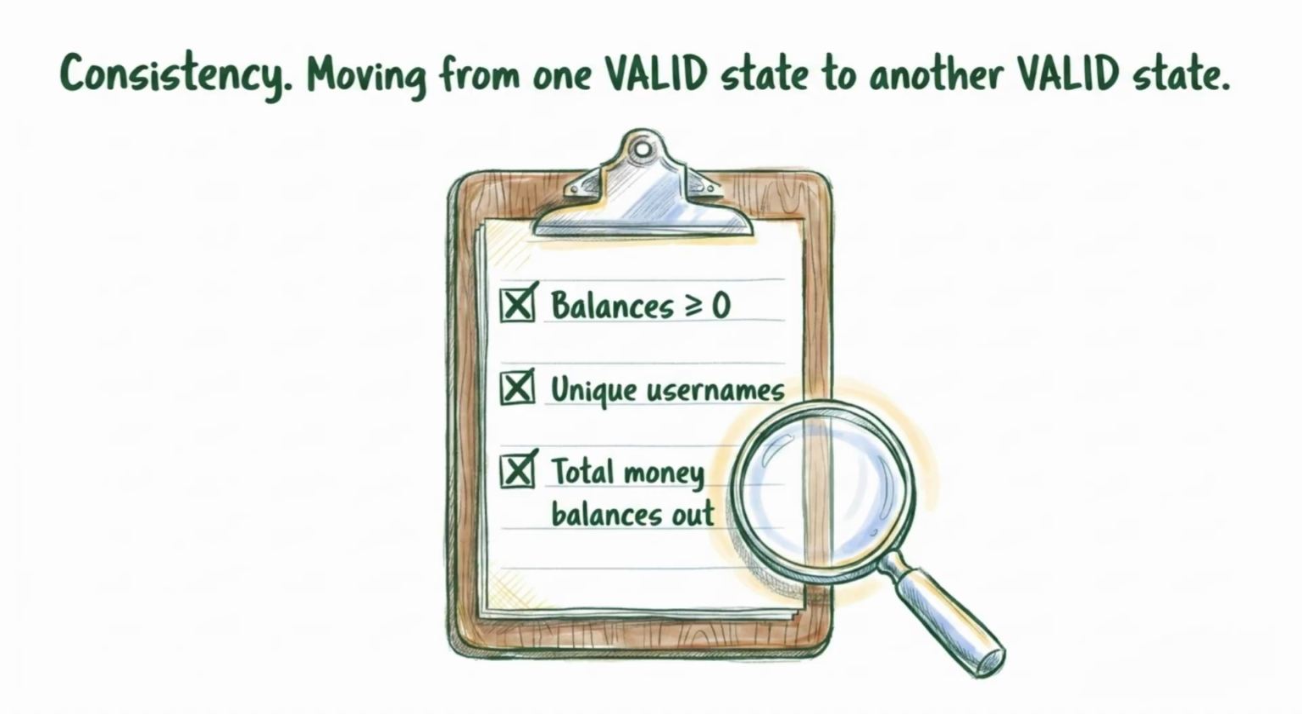Consistency. Moving from one valid state to another valid state. The second property is consistency. Every transaction must take the database from one valid, legal state to another. The rules are predefined. Balances can never go below 0. Usernames must always be unique. The total money across all accounts must always balance out. The database enforces these rules on every single transaction without exception.